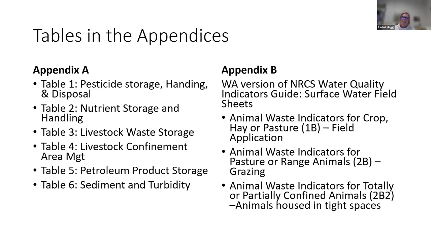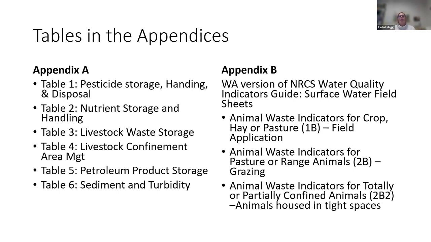So this water quality tech note is a lot of pages long. I don't even know how many, probably 15 to 20. But it's broken up into 2 main appendices in the back where you can find different tables. Appendix A has tables specifically dealing with pesticide storage, handling, and disposal, nutrient storage and handling, livestock waste storage. Table 4 is looking at livestock confinement, petroleum, and then table 6, sediment and turbidity. I will show you what one of these looks like in just a moment.